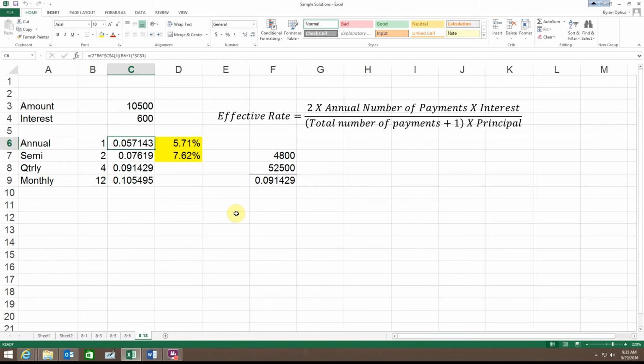I guess if you prepaid something and you still had to pay the full amount of the interest, again, most banks typically don't do that, then your effective rate would go up. But let's take a look at it anyhow. It gives us the formula here. It says the effective rate is equal to 2 times the annual number of payments times the interest, divided by the total number of payments plus 1 times the principal.